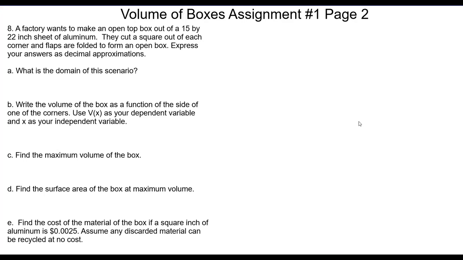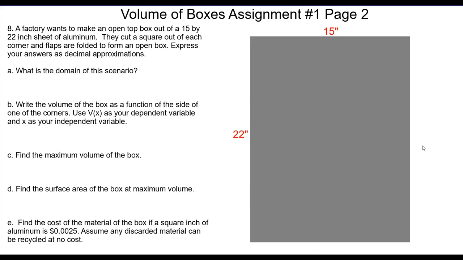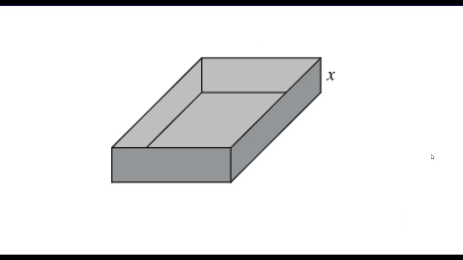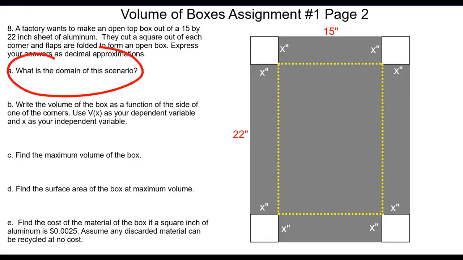Okay, let's talk about number 8. We have a 15-inch by 22-inch sheet of aluminum. We are cutting a square out of each corner and then folding it along these dotted lines to make a box that will look a lot like this. The first thing we want to do is find the domain of this situation.